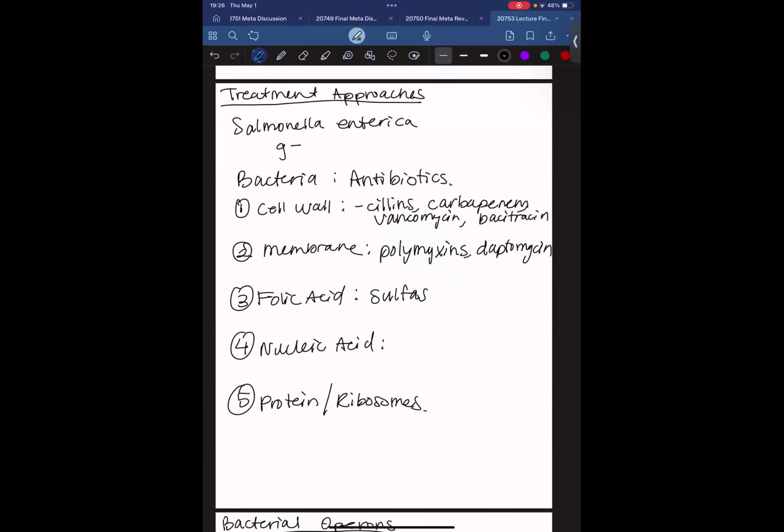Nucleic acid ones. This group is known as the fluoroquinolones. Examples, they're all going to end in floxacin. So what's an example of that one? Cipro.